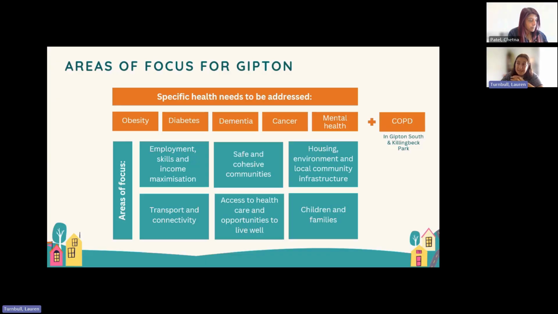And then we've got the social determinants of health areas of focus, which are quite broad because these are things that we need to dig into a bit more with partners to think about where we can steer things and what we might want to focus on. But in general, it's things around employment, skills, and income maximisation, people feeling safe and having cohesive communities, housing and the local community infrastructure, children and families, access to healthcare, and transport and connectivity. Because whilst connectivity into Leeds was seen as fairly positive, people struggle to travel across Gipton, is what we found. So they're struggling to access things.